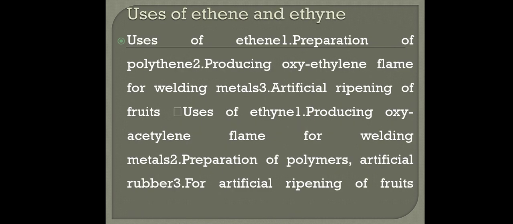Uses of ethene and ethyne. Uses of ethene: first, preparation of polythene. Second, producing oxyethylene flame for welding metals. Third, artificial ripening of fruits. Uses of ethyne: producing oxyacetylene flame for welding metals, preparation of polymers and artificial rubbers, and third, for artificial ripening of fruit.